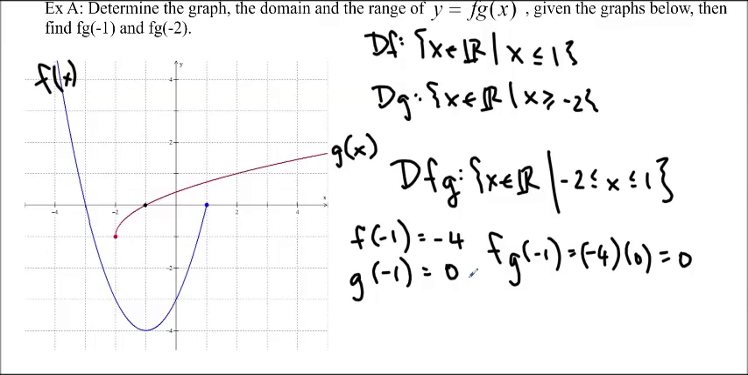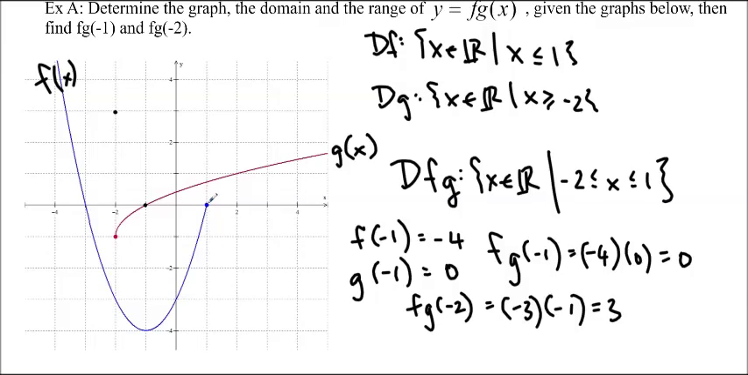I'm going to draw it in black, and if I want to find fg of -2, it's going to be f of -2, which is -3 times g of -2, which is -1, so the value is 3. Okay, that actually gives us one of the endpoints that we need. So we are going to just need a couple more values here, and then we can graph it for ourselves.